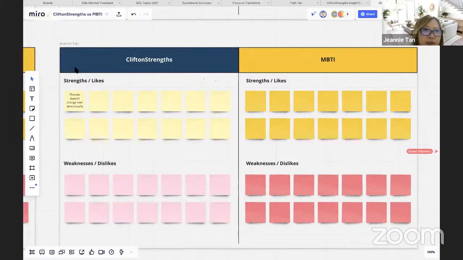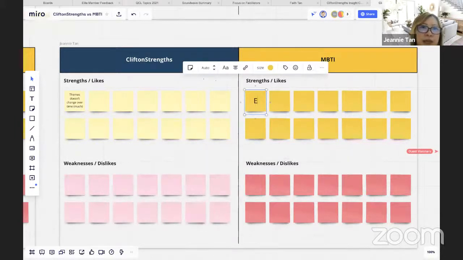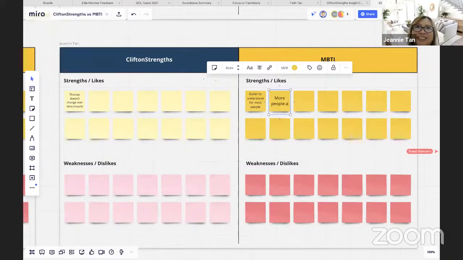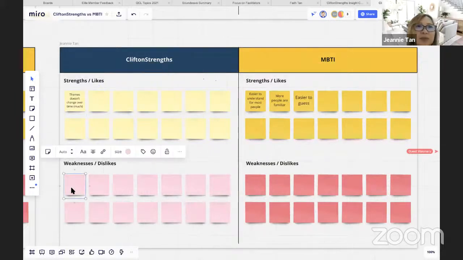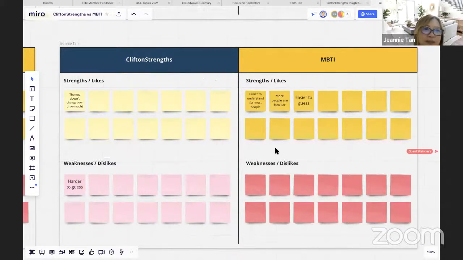But MBTI, if you don't mind, I go to the other side. The strength is it's easier to understand for most people because more people are familiar with MBTI. And in fact, it's easier to guess. You look at Jeannie, she must be an extrovert, because she talks a lot. But actually, I'm an introvert. So that's the strength. It's easier to guess. For Strength Finder, in certain ways you can, but it can be quite difficult, quite tricky. So that's the weakness about strengths.